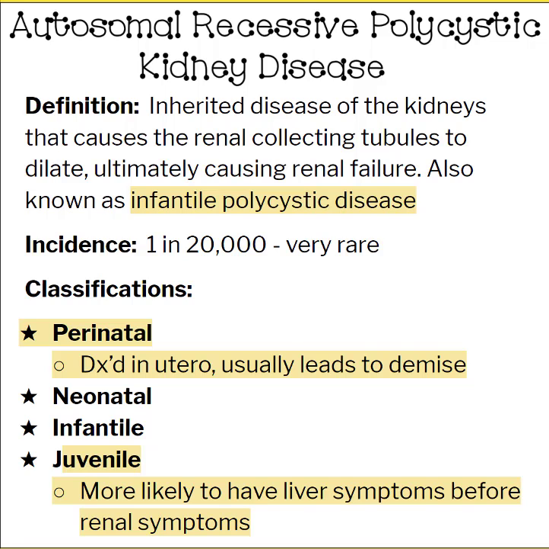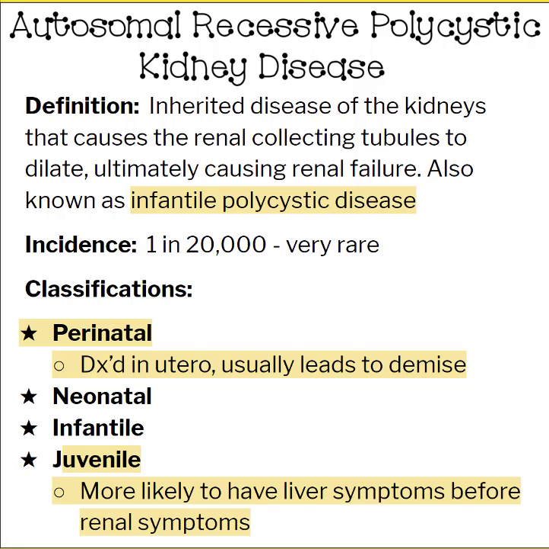Now, because this is an autosomal recessive disease, it typically presents in childhood, so it can be in the perinatal or in utero, it can be neonatal, infantile, or even juvenile. So another name for autosomal recessive is the infantile polycystic disease.